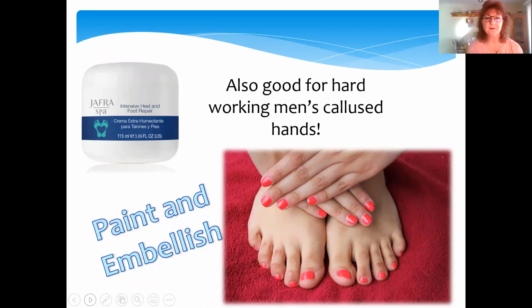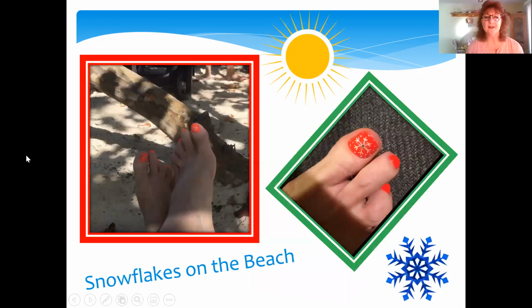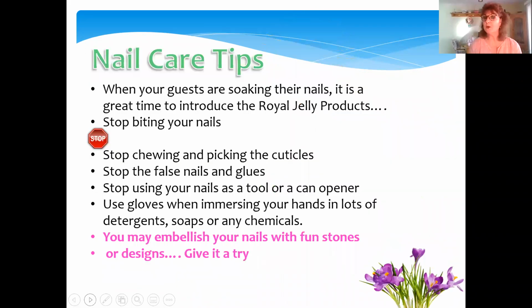Okay, next. So here's some fun ideas. It's the season for baseball. So here's some fun ideas that you can use. Okay, next. And here we are. You have snowflakes on the beach. So this was taken in December, and I had my little snowflakes put on, and I was walking the beach. So those are just some fun things that you can do in order to paint your toenails or your fingernails.